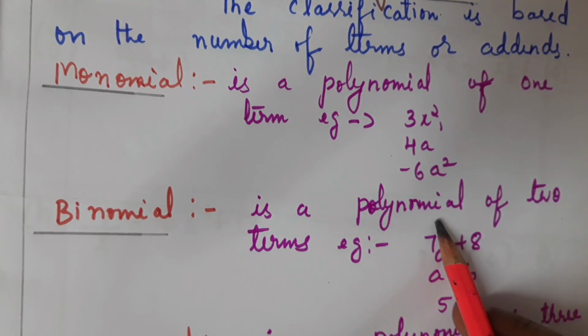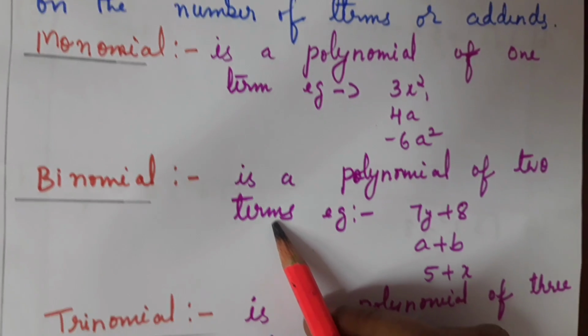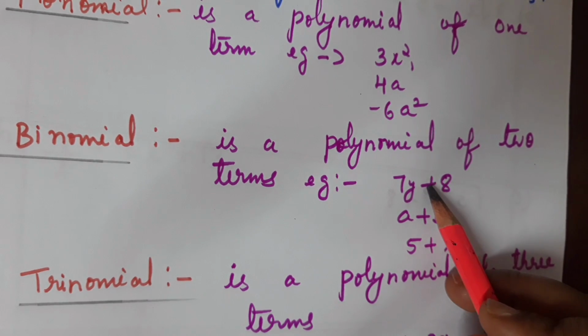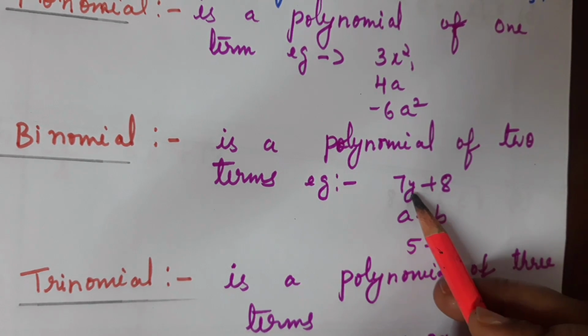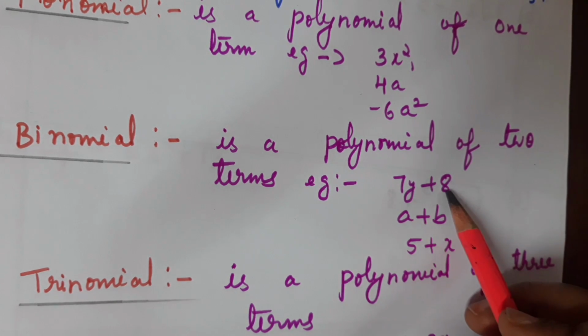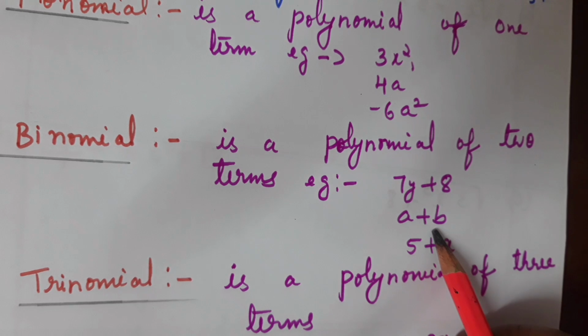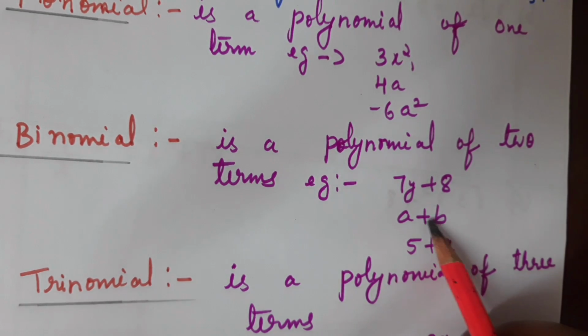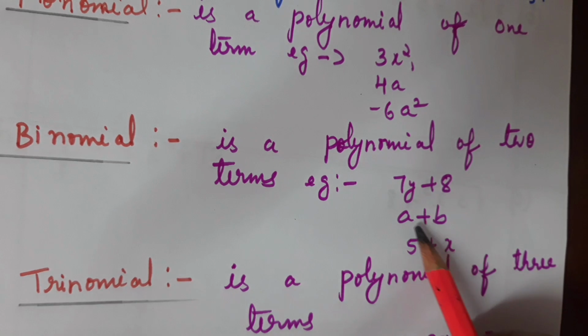Binomial is a polynomial of two terms. For example, 7y, then a symbol comes, dividing it into a first part and a second part. 7y plus 8 is a binomial. a plus b is a binomial because of the symbol. This is the first term, a symbol comes, so b is the second term. Two terms. 5 plus 6 is an example for a binomial.